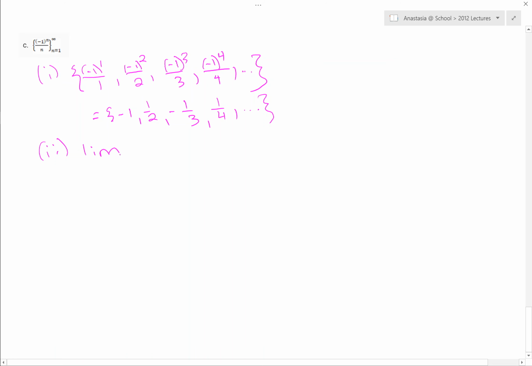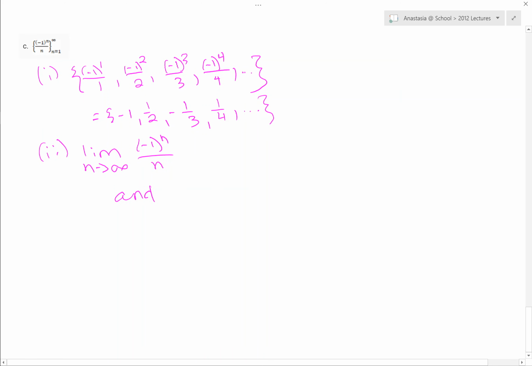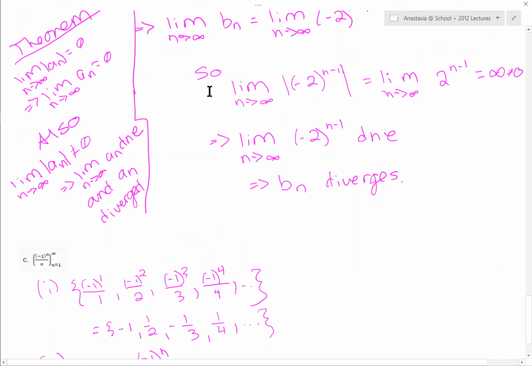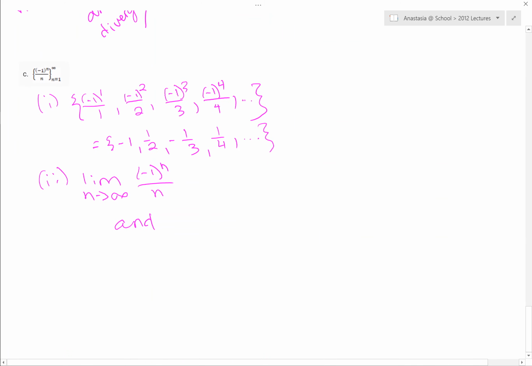Then to determine the limit of the sequence, we need to look at the limit as n goes to infinity of -1 to the n over n. And again, we are going to use theorem 2, which, if we scroll up to the notes from the previous video, says that if the limit of the magnitude of the terms is equal to 0, then that implies that the limit of the entire sequence is equal to 0. If it's not equal to 0, then the original sequence diverges.